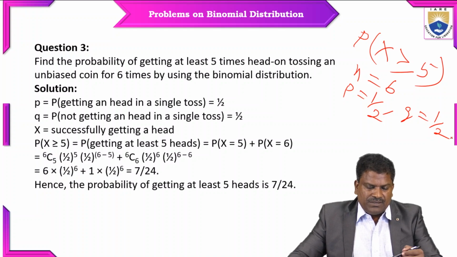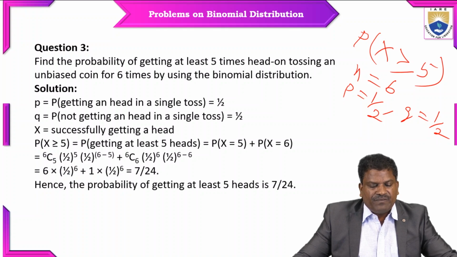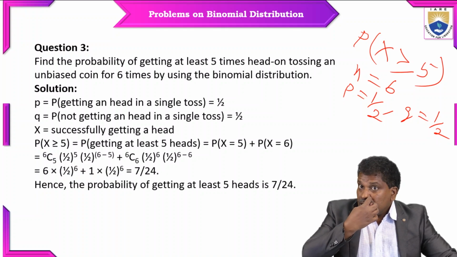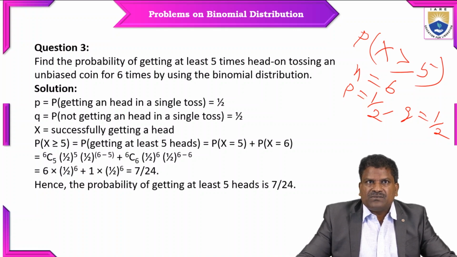So keep the values. P of X greater than or equal to 5 we want. So P of X is equal to 5. If we keep it in the formula, it will become 6C5 into 1 by 2 to the power 5 into 1 by 2 to the power n minus r, that is 6 minus 5. Same like that, apply for P of X is equal to 6. It will become 6C6, 1 by 2 to the power 6 into 1 by 2 to the power n minus r, that is 6 minus 6.